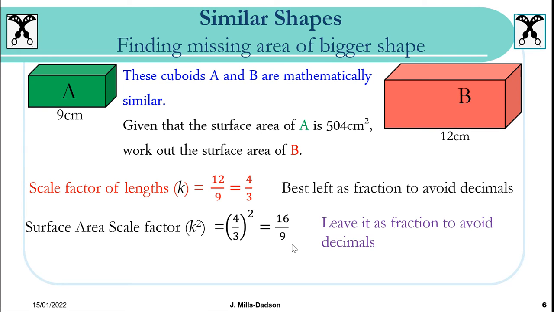K squared is 16 over 9. As I said before, it is always best to keep it as a fraction. We want an answer for a bigger shape, so we need to multiply the surface area of A by our K squared, which is 16 over 9, and that gives us 896 cm squared. So this is the example for working out the missing area of a bigger shape.